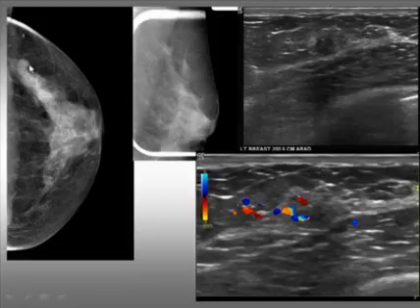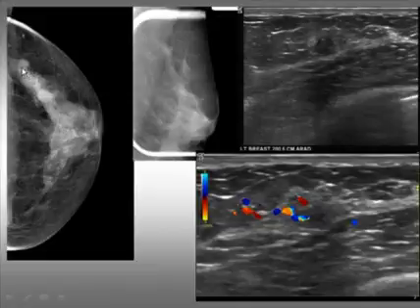Here is a more subtle mammographic finding. This is a focal asymmetry, which was a change from prior studies.